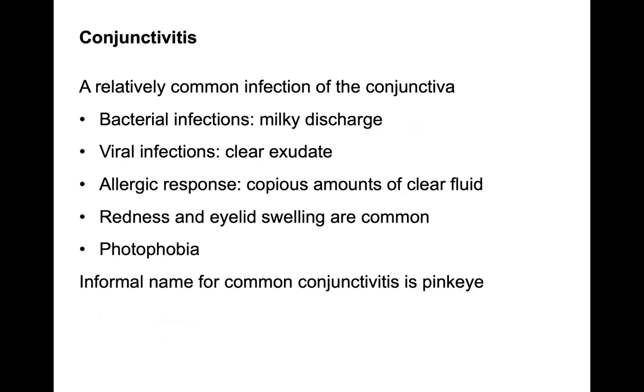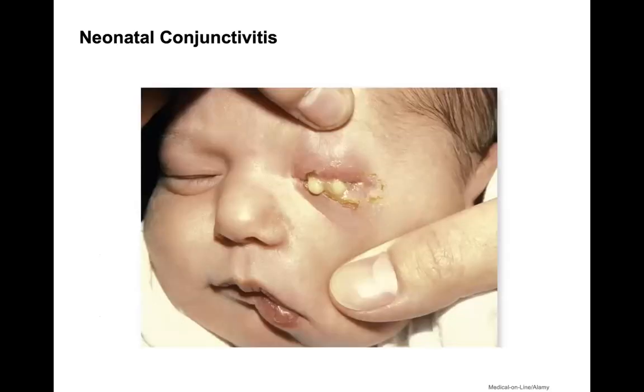Conjunctivitis, this is a relatively common infection of the conjunctiva. Bacterial infections will lead to milky discharge. Here you can see a newborn with neonatal conjunctivitis. What you're looking at here is actually gonorrhea. The mother had gonorrhea, was not treated for gonorrhea, and this is the result of, unfortunately, giving birth to the baby with an active infection. This is problematic because this can actually lead to blindness.